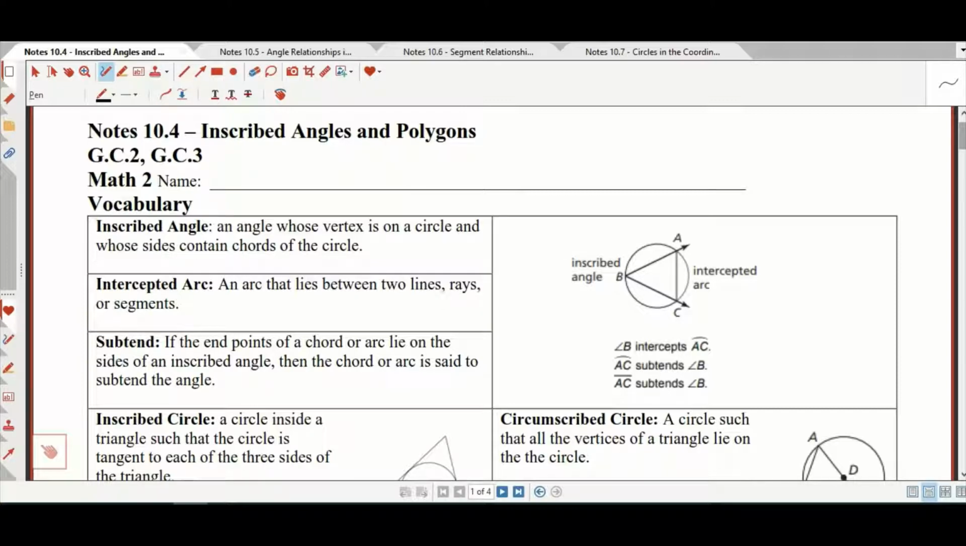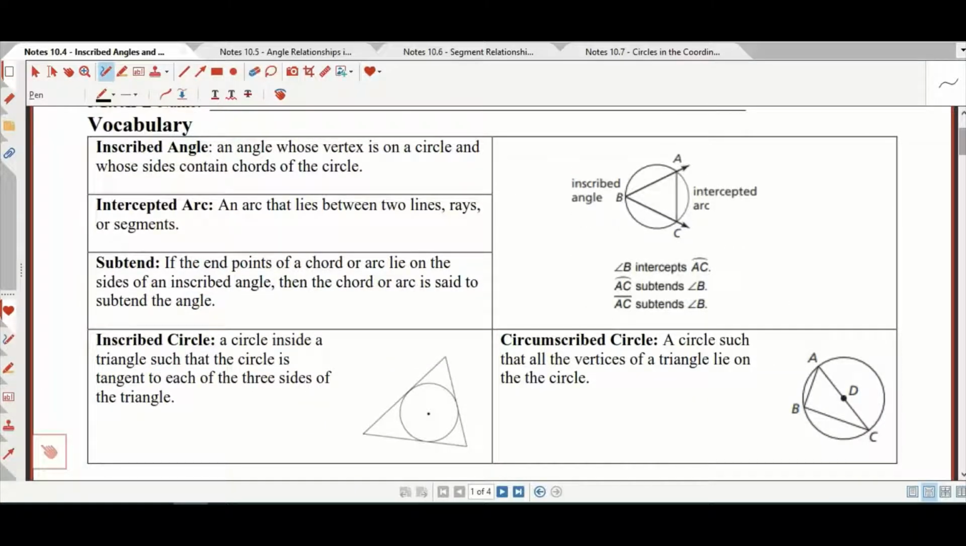Hi, everybody. This is Mr. P. Today we're going to be doing our guided notes for section 10.4. For secondary math 3, nope. Secondary math 2, nice try. Good mathing, Mr. P. And that's inscribed angles and polygons, so away we go.